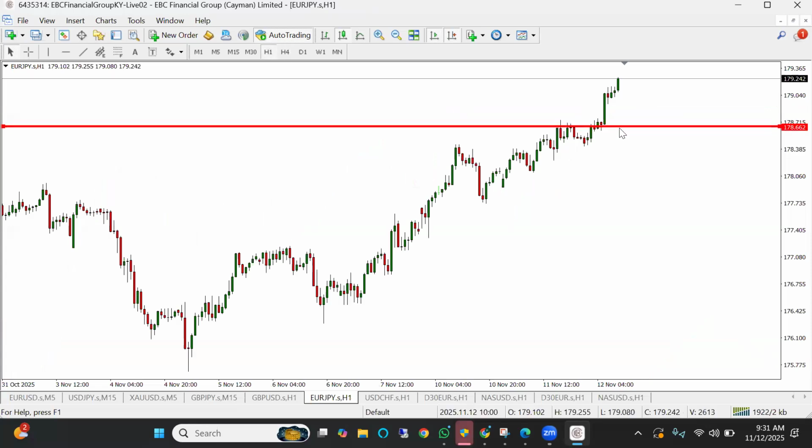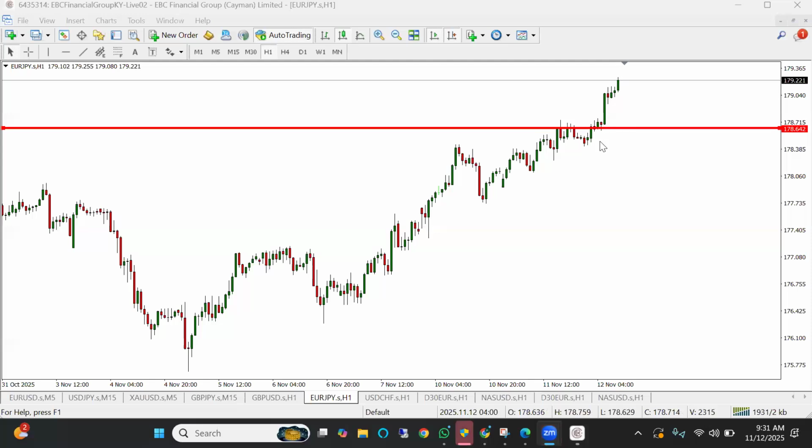On the 1-hour time frame, I also want to pay attention to that. This is where price has just broken. We have seen a retest of that particular structure, and we can see that price is pushing away from it right now. So not to waste our time, Euro JPY, what I need you to pay attention to is a buy. Yes, but we can't just enter a buy now.